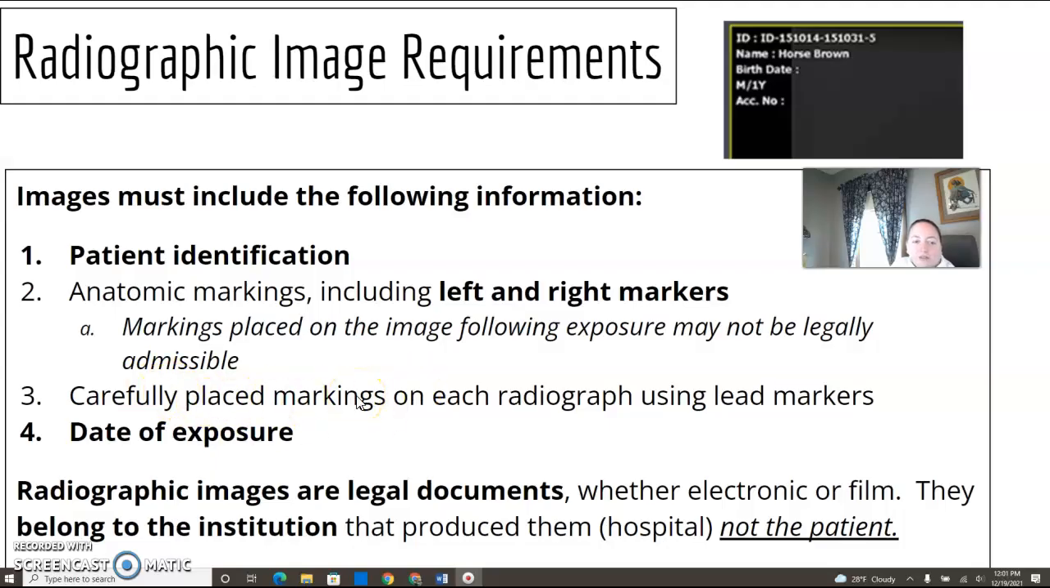Ideally, carefully place your markers ideally out of anatomy. We require lateral border. I don't know if that's everybody, but. And then date of exposure.